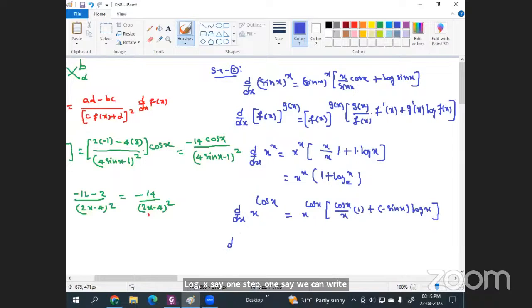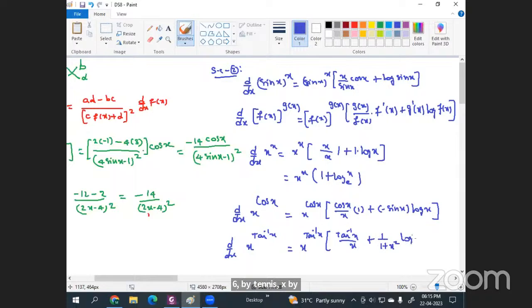Right? Any question you can try in this way, x power tan inverse x. So what is the x power tan inverse x? x power tan inverse x by tan inverse x by x, x derivative is 1, 1 by 1 plus x square log x over. Right, children? Understood? Second shortcut.